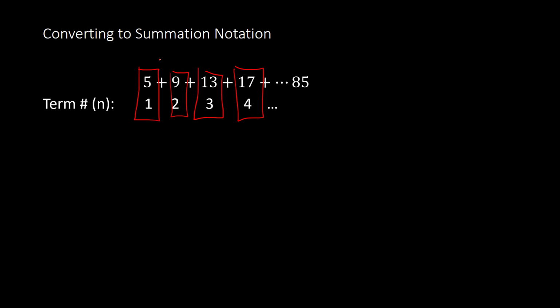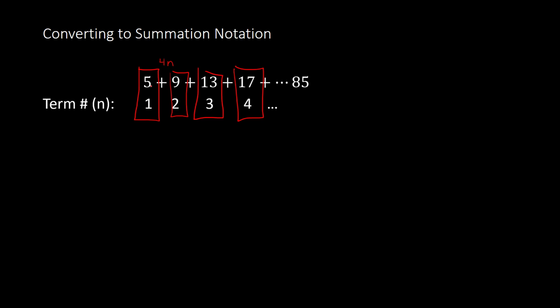So the pattern horizontally is we're adding 4 every time, right? We add 4 to get to 9. 9 plus 4 is 13. And we're going to use that 4 as part of the pattern vertically. So a technique we can use is take the 4, multiply it by n, the term number, and then add or subtract as needed. So if we take 4 times n, what do we need to add or subtract?